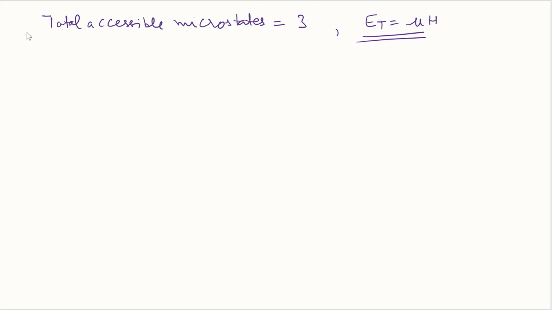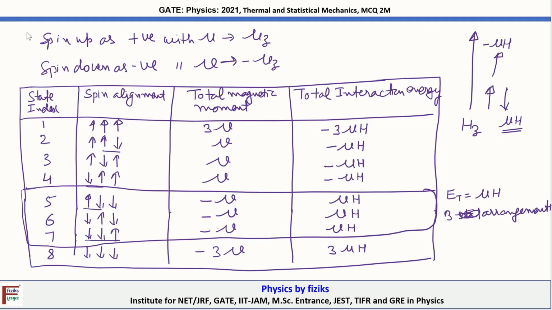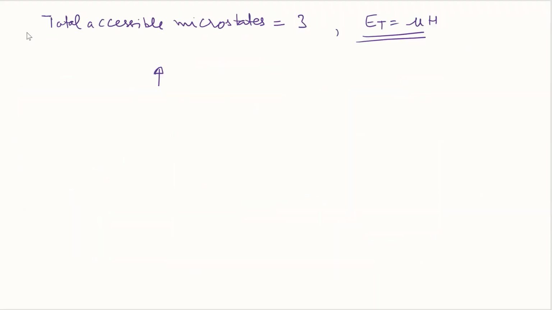At the same time, it's also further mentioned a state or arrangement of the spin where the first spin is pointing in the upper direction. Out of these three arrangements, it is the fifth arrangement where the first spin is pointing in the upper direction, and in arrangements 6 and 7 the first spin is pointing in the downward direction. Therefore, out of these 3 accessible microstates which satisfy the first constraint of total energy mu h, there is only one option where the first spin is pointing in the upper direction. So what is the probability of state 5 out of these 3 states? That's going to be 1 by 3.